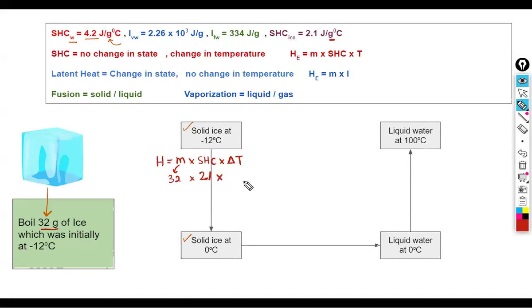Now remember, I said the change in temperature will always be a positive value. So it went effectively from 12 to 0. Leave it as positive. Let's multiply that: 32 by 2.1 by 12. How many people can at least agree with the first part? I got 806.4 joules. Let me know if I made any mistakes there.